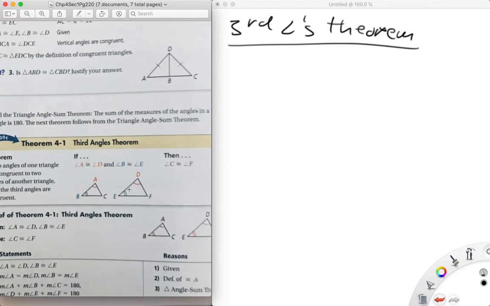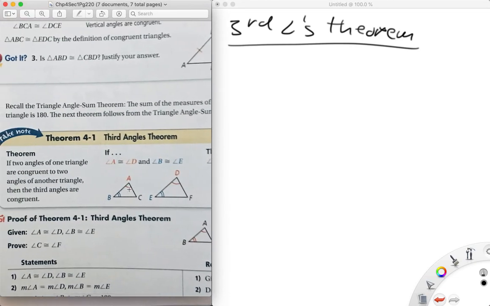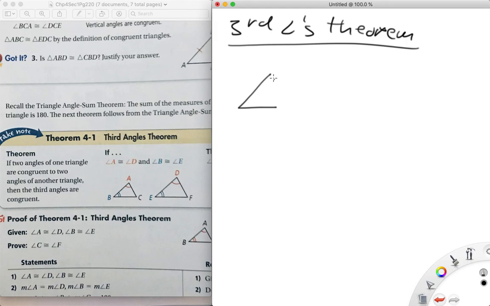What does that mean? In our first triangle, ABC, in our second triangle, EDF, I have that A is congruent. I would write it differently. I guess not. Let's be consistent.